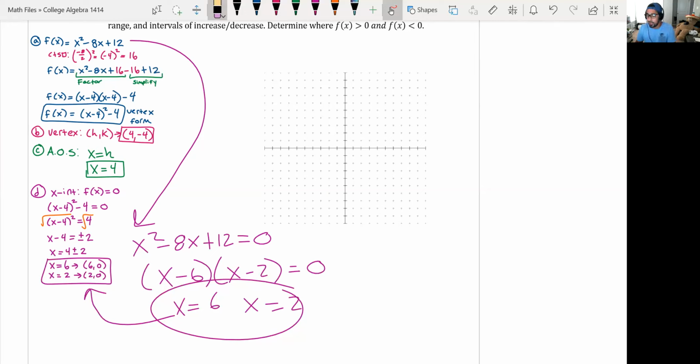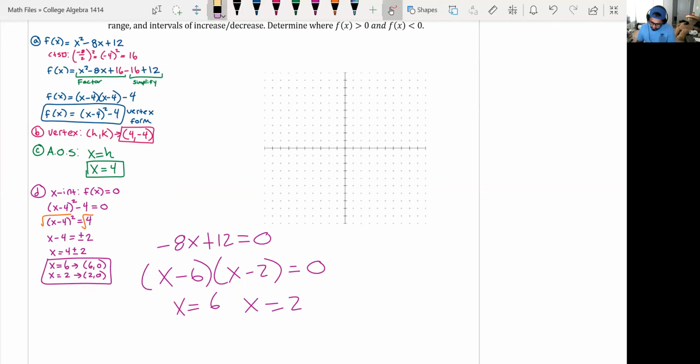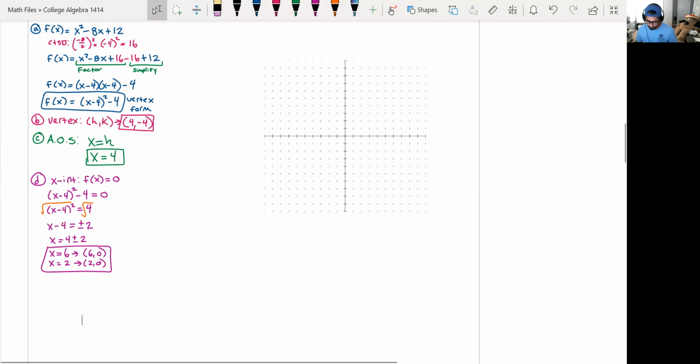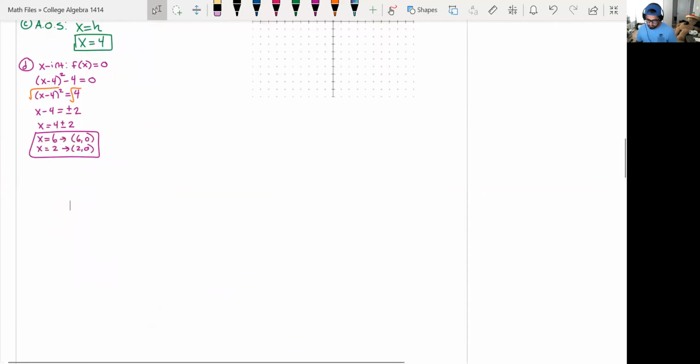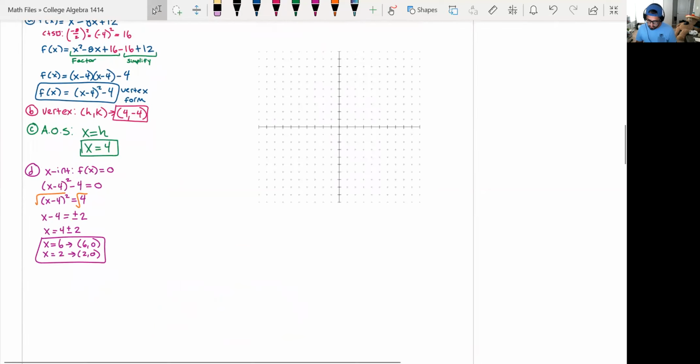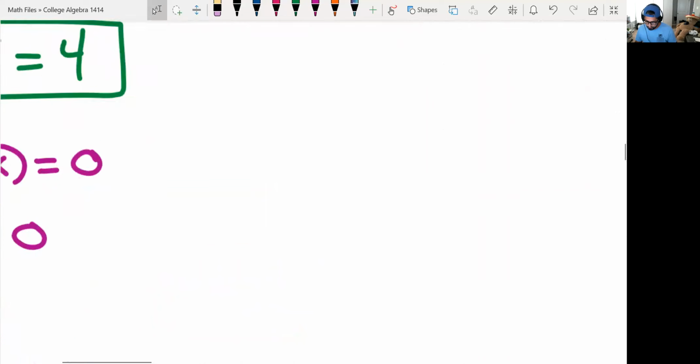So it doesn't matter technically, right? But that's it again, right? Showing different methods, we get the same answer. I just want to keep everything uniform. All right. Y-intercept, I'll just do right next to it.